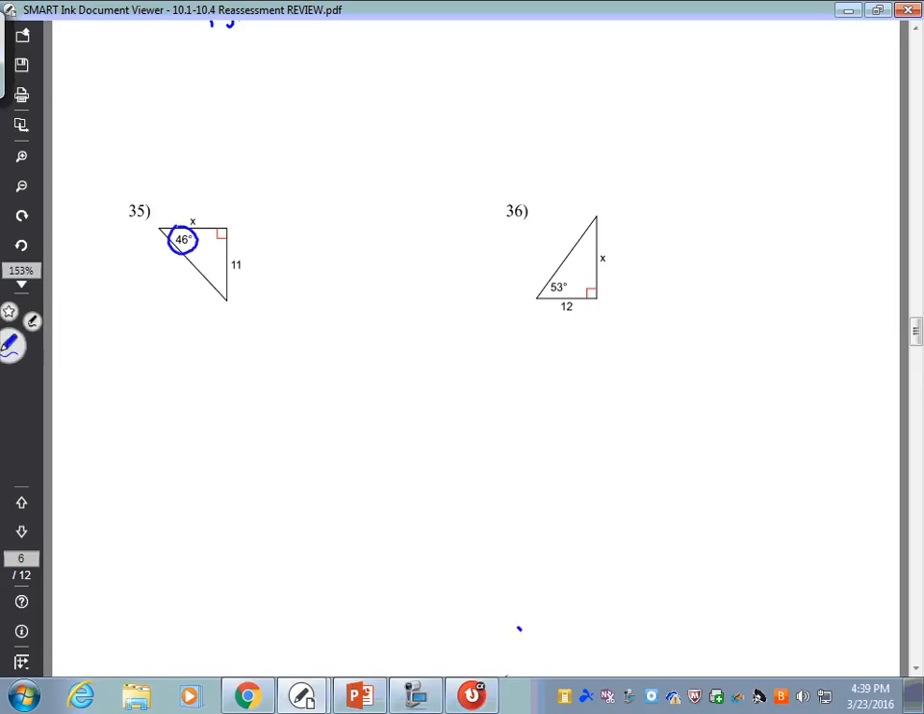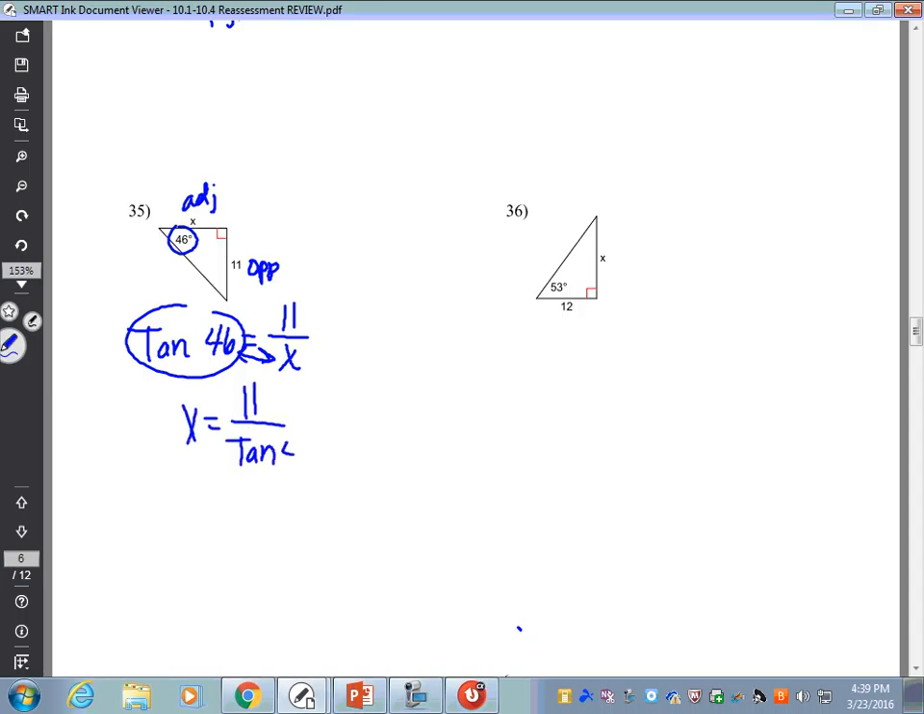Circle my angle. 11 would be opposite the angle 46. X is the adjacent. Now what trig function is dealing with opposite and adjacent? That would be tangent. So tangent of 46 equals opposite 11 over adjacent, which is x. And what do we do when x is on the bottom of the ratio? Correct, if you said switch them. X equals 11 divided by the tangent of 46.